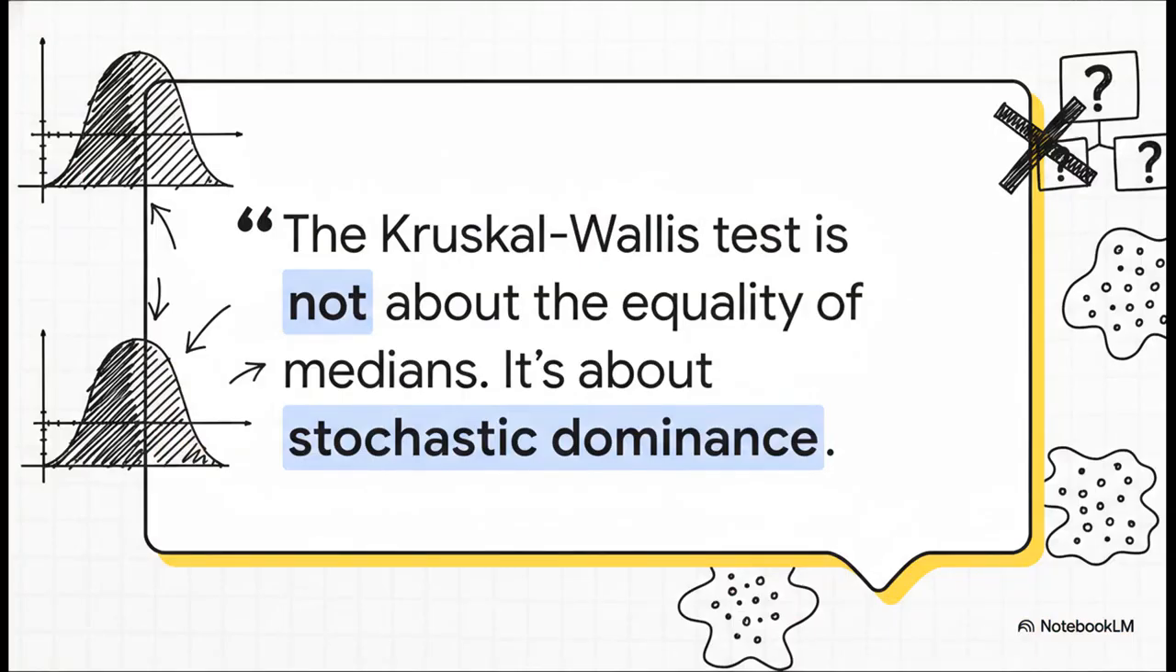A lot of people, and I mean a lot, will tell you that the Kruskal-Wallis test compares medians. And look, that's not just an oversimplification. It can be flat out wrong and misleading. What the test is actually doing is testing something called stochastic dominance. I know, fancy words. So, what on earth does that mean for us?